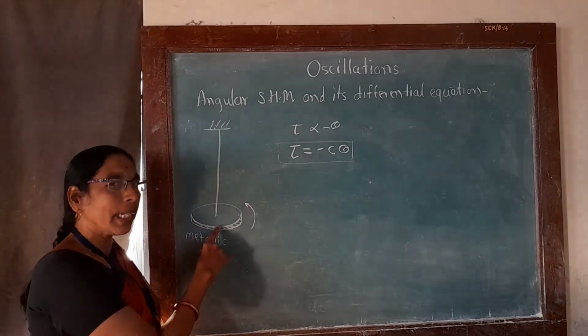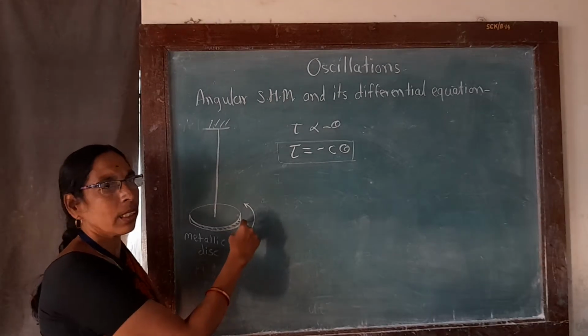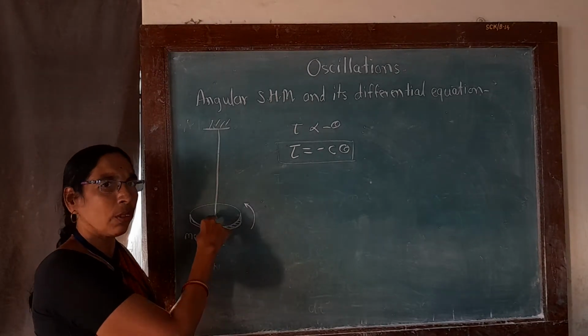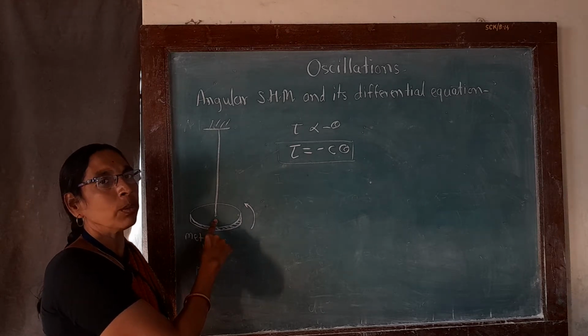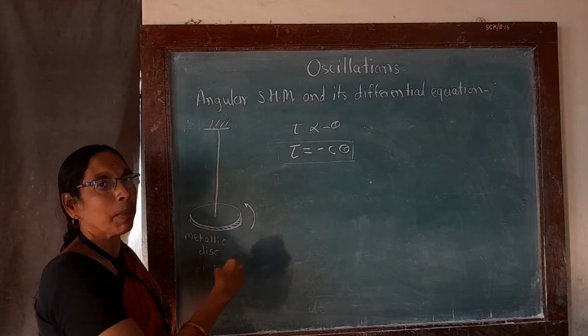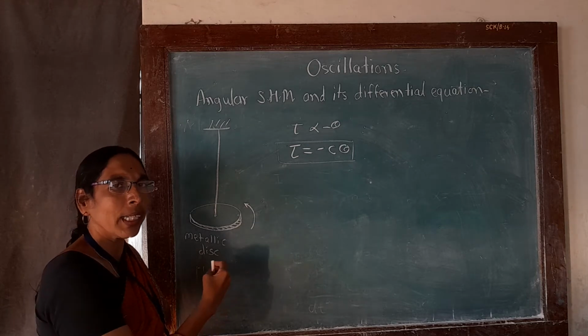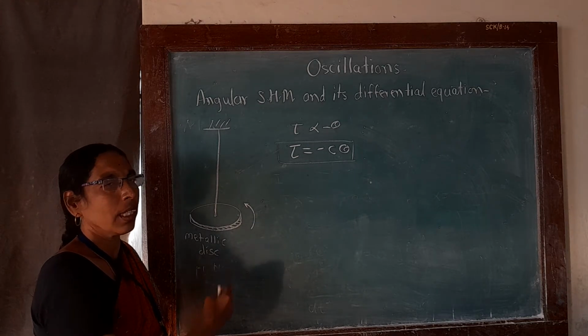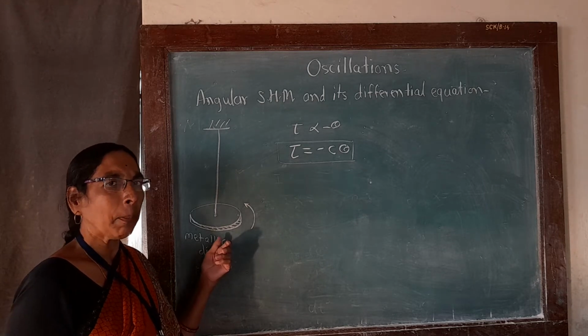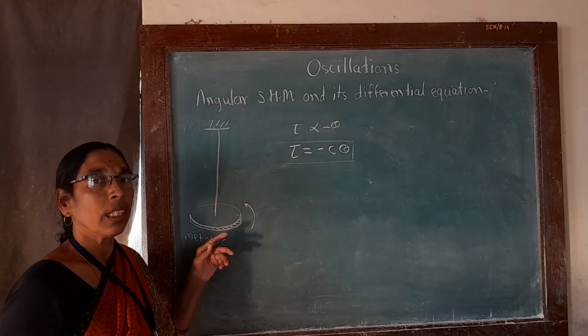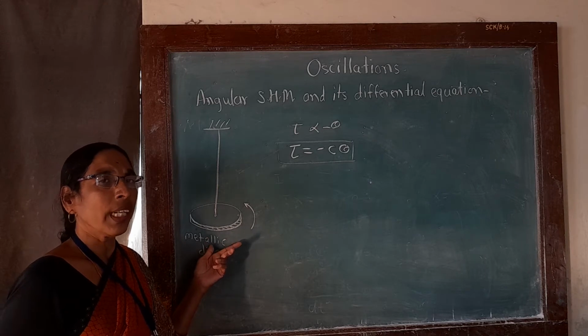And when this metallic disc is twisted about an axis along the wire, then this disc performs a rotational motion which is partly in clockwise sense and partly in anti-clockwise sense. And this rotational motion which is partly clockwise and partly anti-clockwise is called angular SHM.